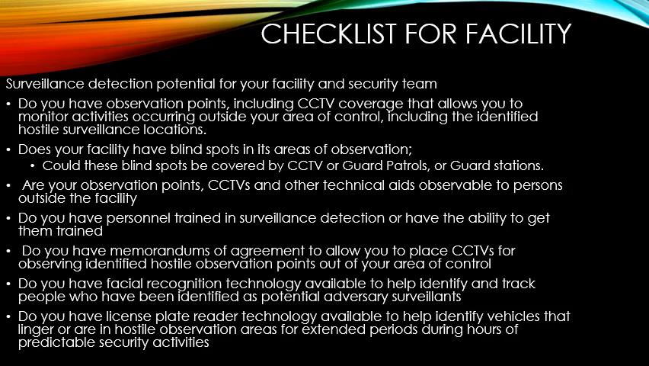Do you have personnel trained in surveillance detection or have the ability to get them trained? Do you have a memorandum of agreement that allows you to place cameras or CCTVs for observing and identifying hostile observation points outside of your area of control? Do you have facial recognition technology available to help identify and track people who have been identified as potential adversary surveillance or other threats? Do you have license plate reader technology available to help identify vehicles that linger in hostile observation areas for extended periods of time during hours of predictable security activities?